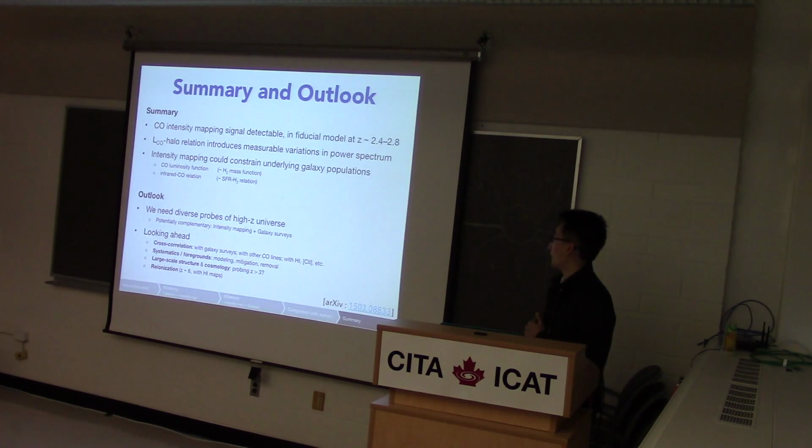And there are a number of issues to work out or look at going ahead. The first is, what do we get out of cross-correlation, either with other CO maps, with galaxy surveys in the same patch, or with H1, C2, or other potential lines? Systematics and foregrounds are certainly something we need to understand more, and we need to know how to model them, mitigate them, and remove them in the final data analysis. But also there's a question of, can we use CO intensity mapping to trace large-scale structure and cosmology, or at least something like CO intensity mapping, out past redshift 3? And then if you go even further out past that, can we use it to trace reionization?